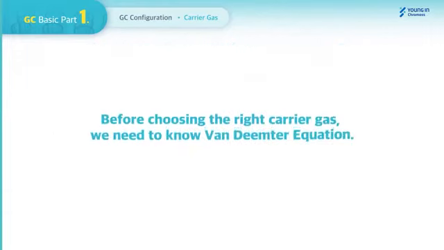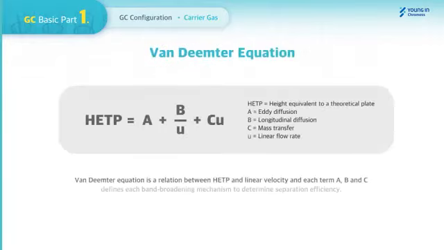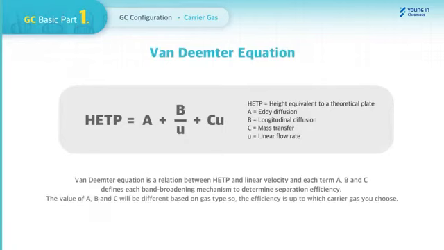Before choosing the right carrier gas, we need to know Van Deemter equation. Let's refer to Van Deemter equation to understand how the separation efficiency is determined. Van Deemter equation is a relation between HETP and linear velocity, and each term A, B, and C defines each band broadening mechanism to determine separation efficiency. The values of A, B, and C will be different based on gas type, so the efficiency is up to which carrier gas you choose.